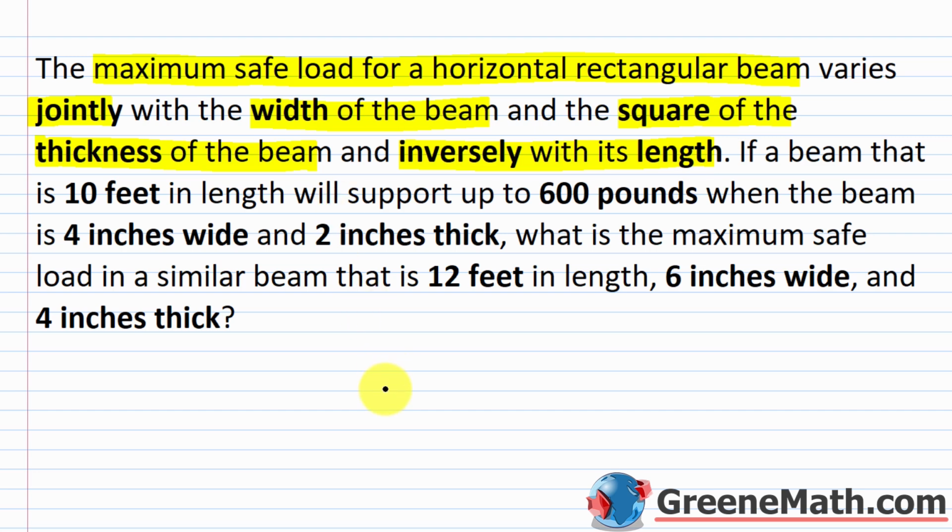This is the hardest part for a combined variation problem. It's just setting up the model. So let's go step by step. We know that the first part says varies jointly. So if I had y varies jointly with x and z, that is y equals K times X times Z.